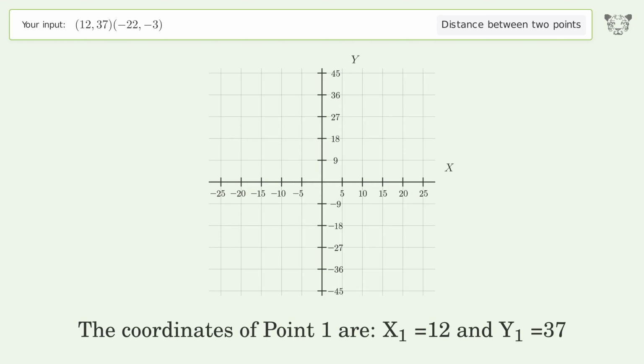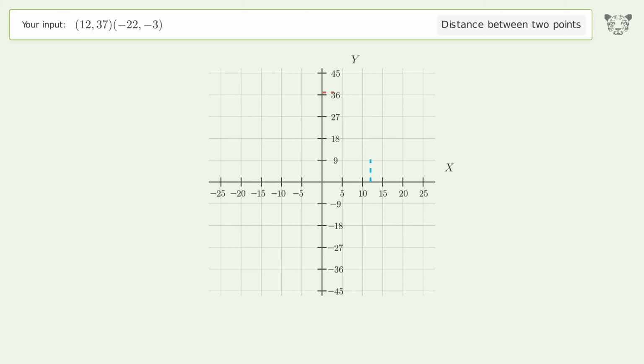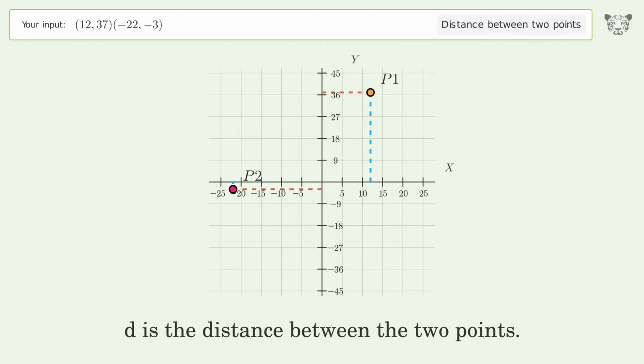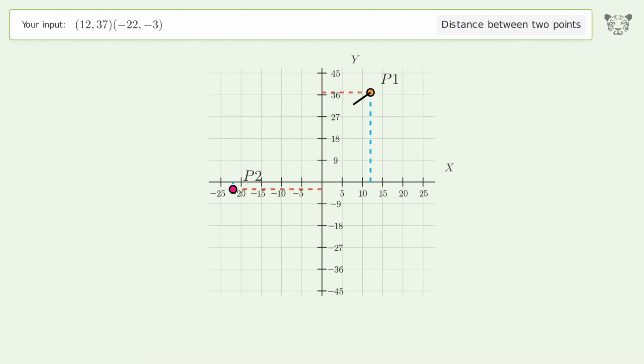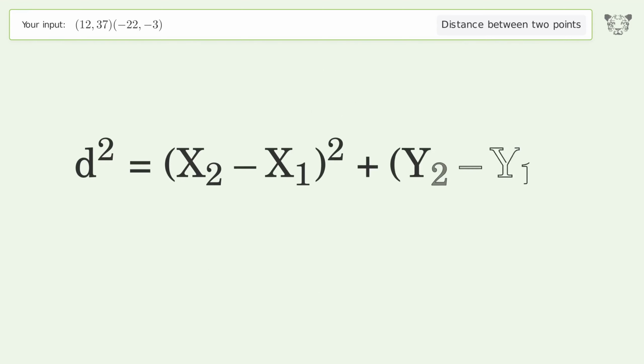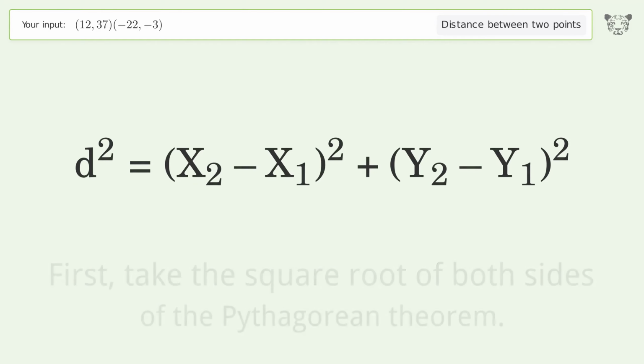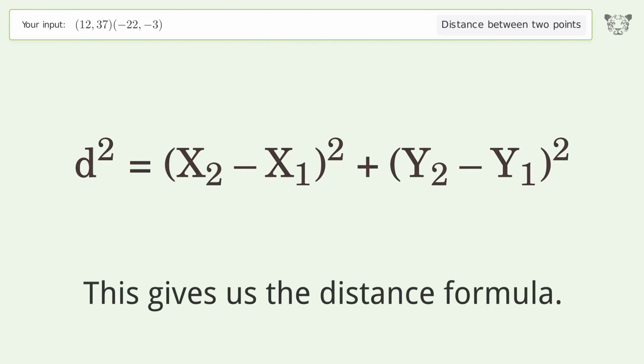The coordinates of point 1 are x1 equals 12 and y1 equals 37. The coordinates of point 2 are x2 equals negative 22 and y2 equals negative 3. D is the distance between the 2 points. First, take the square root of both sides of the Pythagorean theorem. This gives us the distance formula.